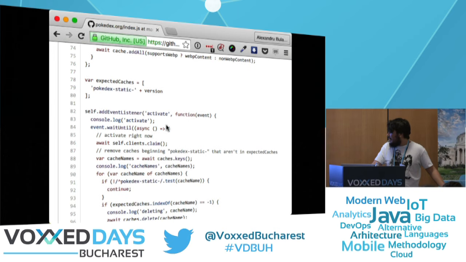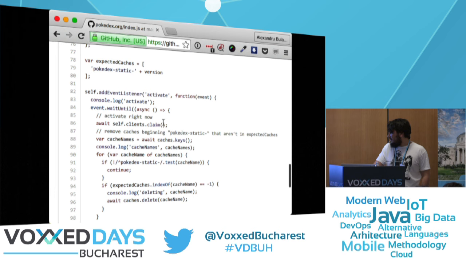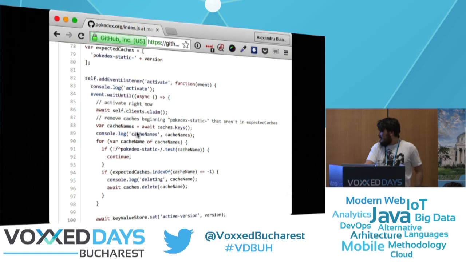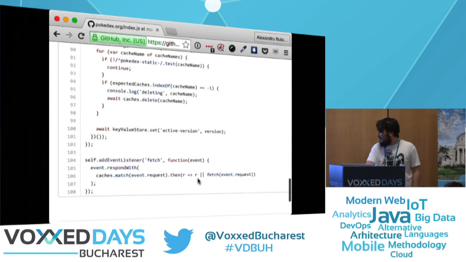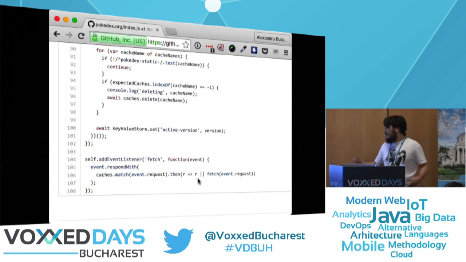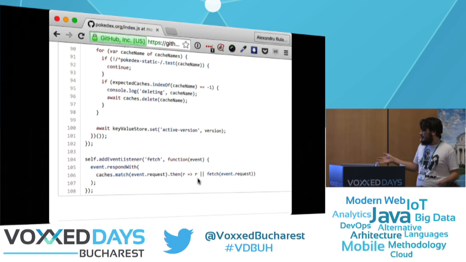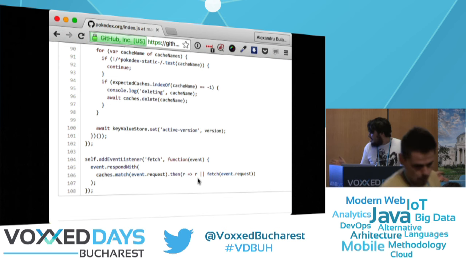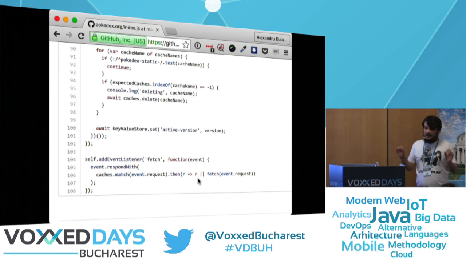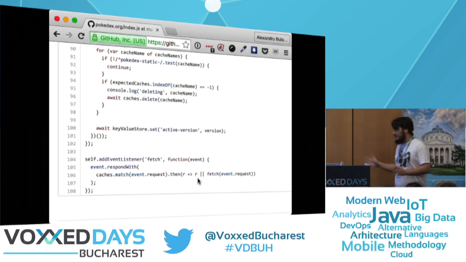OK, and then on activate, he basically clears all the old caches. This is basically what this block of code does. He basically gets every cache that he has. He goes through all of them. If they match Pokedex static and are not the current version, he deletes it. And that's about it. And on fetch, of course, he tries to match the cache. If he can't, he fetches from the network. And that's basically all that it takes to build a progressive web app.